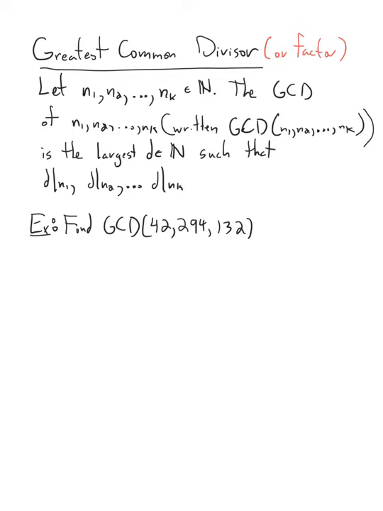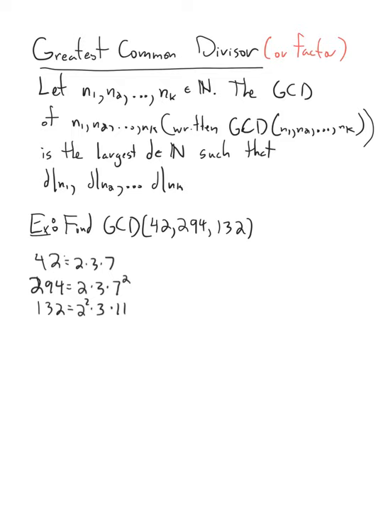All right, so let's do a little example just to see how to calculate this. So we want to find the GCD, or the greatest common divisor, of, say, 42, 294, and 132. So in order to do this, we're going to need the prime factorization. So it's a good idea to pause the video now and work out the prime factorization of these numbers. Okay, I'm going to write them down right now.